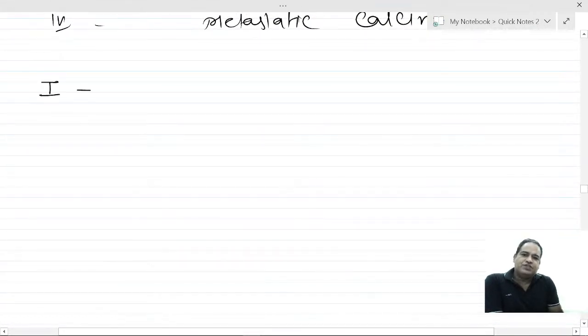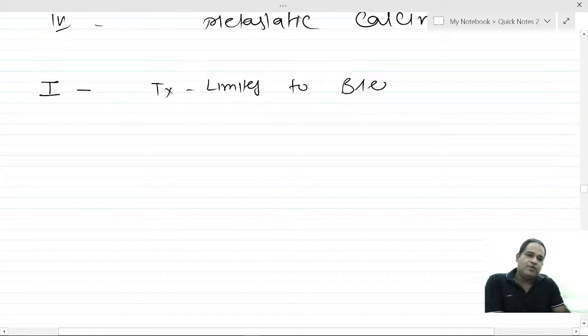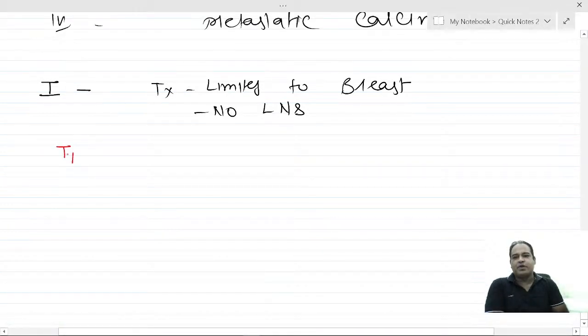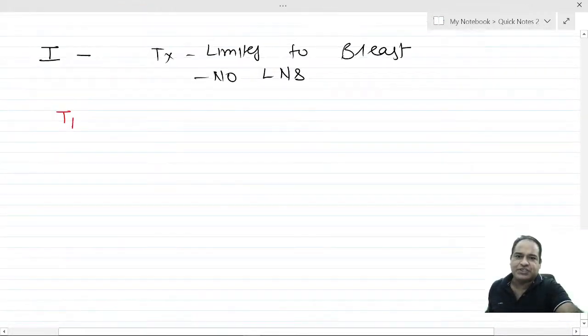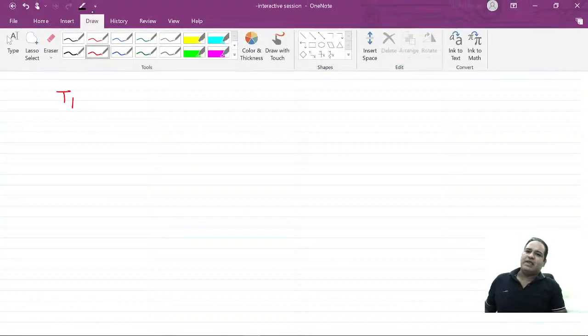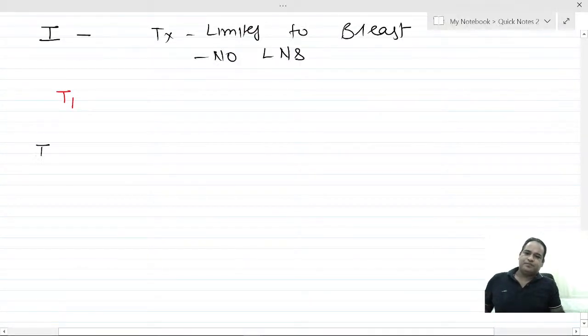So, stage 1, tumor is limited to breast. No lymph nodes. Fine. So, stage 1 will include T1 tumor. When I write just T1, that means everything else is not there.